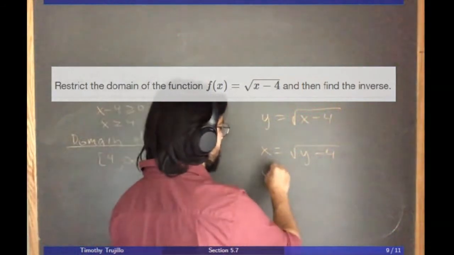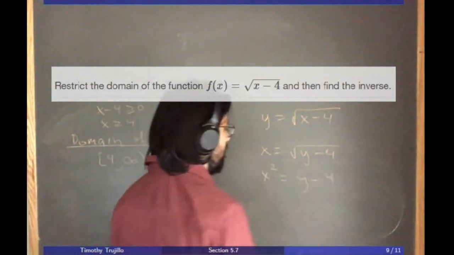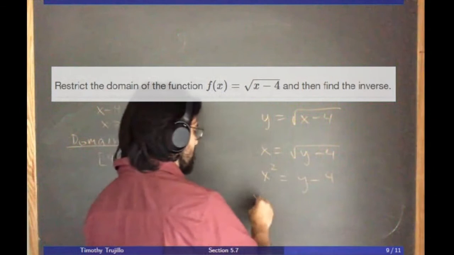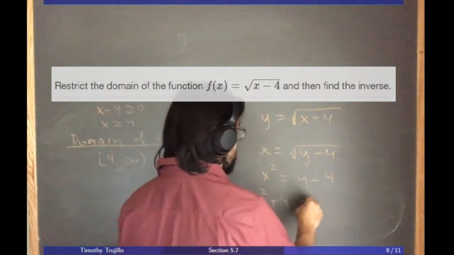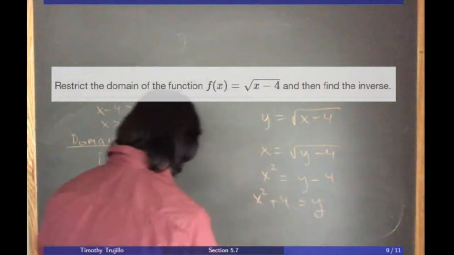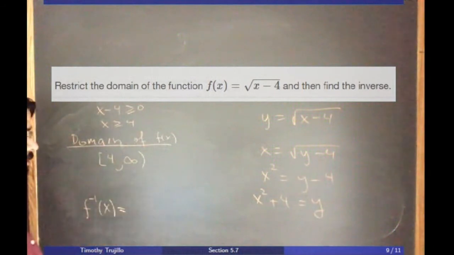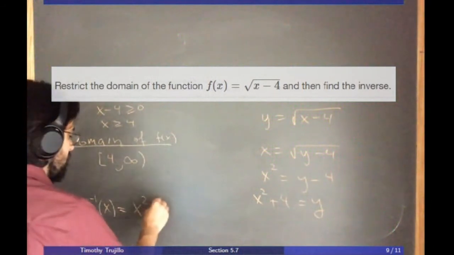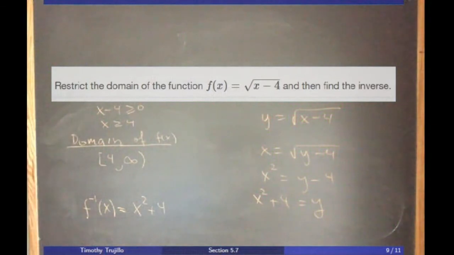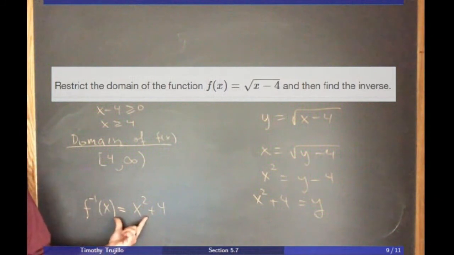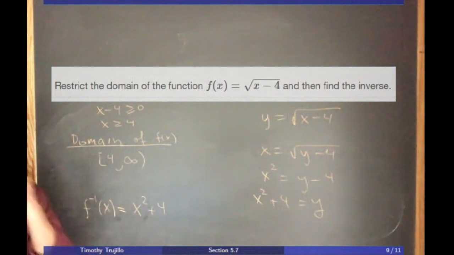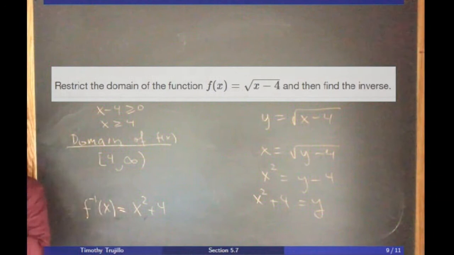Now we'll square both sides, and we get x squared is equal to y minus 4. And then we add 4 to both sides, so we get x squared plus 4 is equal to y. And it's almost enough to write out f inverse of x is equal to x squared plus 4, but this is not quite correct. The reason this isn't correct is that this has too big of a domain.